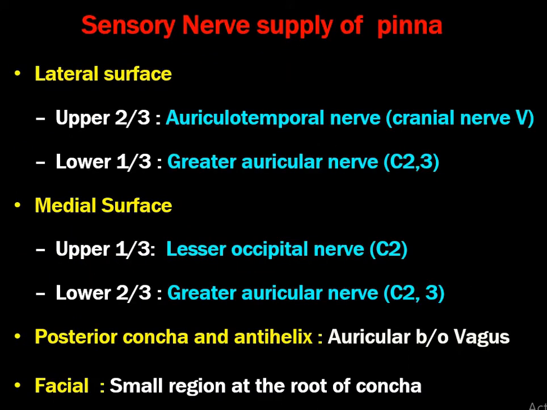The sensory nerve supply of the pinna. On the lateral surface of the pinna, the upper two-thirds is supplied by the auriculotemporal nerve, which is a branch of cranial nerve 5, and the lower one-third is supplied by the greater auricular nerve, which is a combination of C2 and C3. On the medial surface, the upper one-third is supplied by the lesser occipital nerve, C2, and the lower two-thirds is supplied by the greater auricular nerve, C2, C3. Therefore, most of the pinna is supplied by the greater auricular nerve, which has significance while applying local anesthesia in ear surgeries. The posterior concha and the antihelix are supplied by the auricular branch of the vagus, and the facial nerve supplies a small region at the root of the concha.